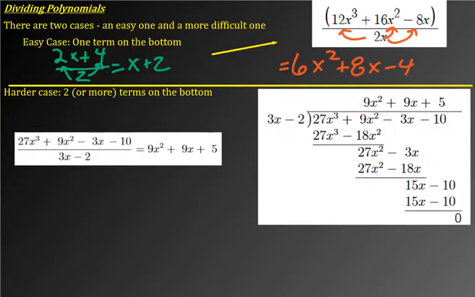That one is nice because you can just go ahead and divide this term into everything, and then you have a simple expression from that. If you don't have one term down here, so you have two terms or more, then you have to do this, and this is long division, right?